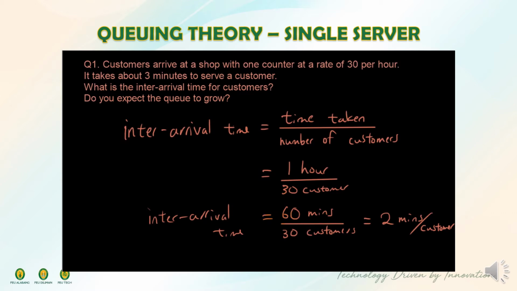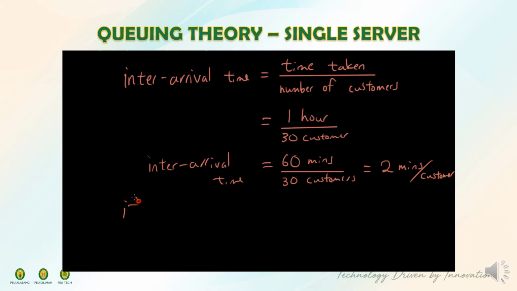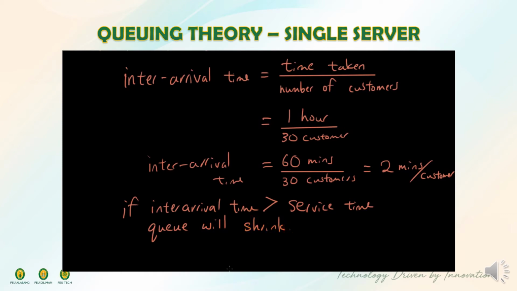Now, if you remember our rule, if the inter-arrival time is greater than service time, the queue will shrink. Because if you think about it, let's say it takes 1 minute to serve a customer, but a customer only arrives once every 2 minutes, then 2 is greater than 1, so the queue will get smaller and smaller.